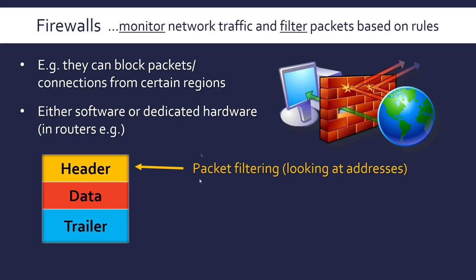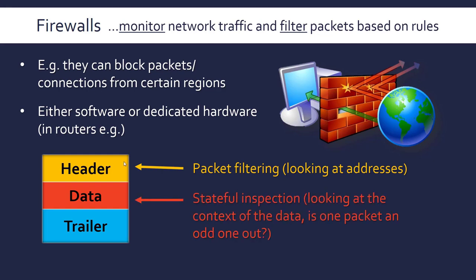The first one filters packets just by looking at IP addresses. It will have a list of allowed IP addresses or allowed regions, and it will compare it to the IP addresses in the header. A second generation of firewall is called stateful inspection, and this is a much more clever way of going about it. This is where they look at the context of the data.